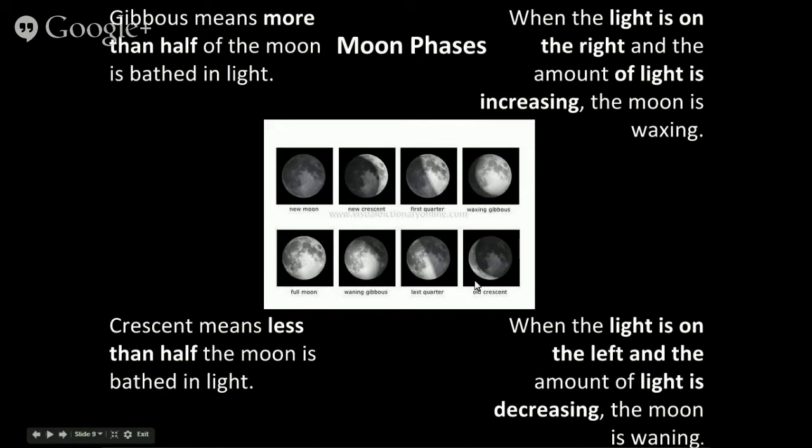So you can use these four words, gibbous, crescent, waxing, waning, to create the names of all the phases of the moon. We also have full moon, when it's fully covered in light, new moon, when it's not covered in light at all, and then first quarter, or waxing quarter, that's another way to remember it, when the right half is covered in light, and last quarter, or waning quarter, when the left half is covered in light.